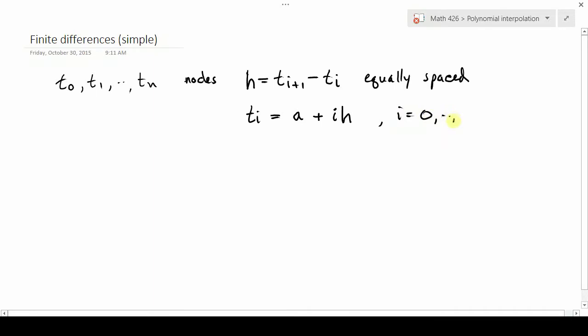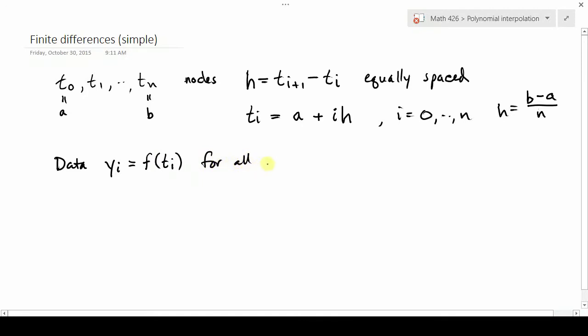i running from 0 up to n, and that means that h has to equal the right endpoint minus the left endpoint over n. So the first node is a, the last node we'll call b. Okay, and we're going to have data, y sub i, which now is the value of some function at t sub i. And so now the question we're going to ask is, how can we find f prime at t sub i?